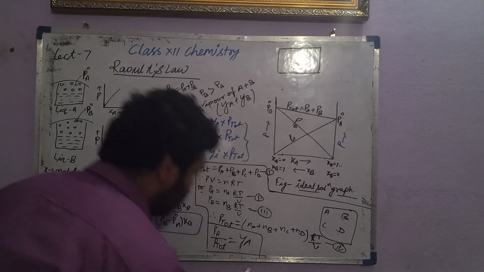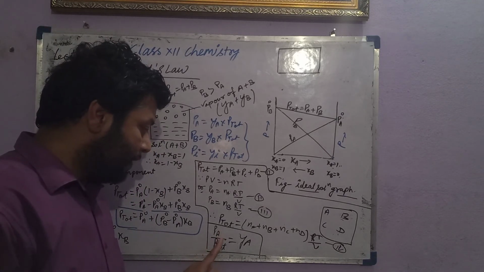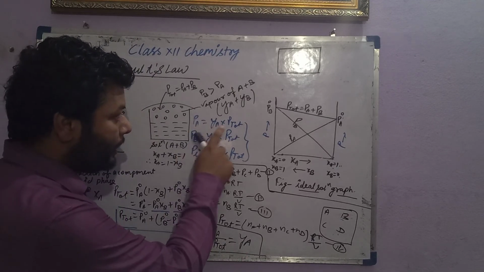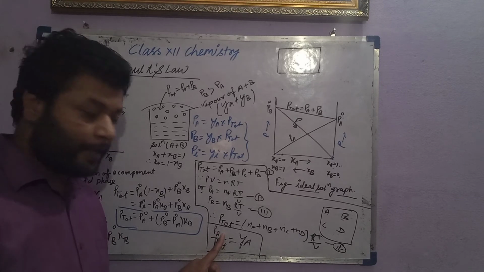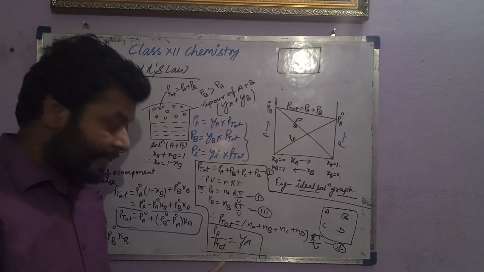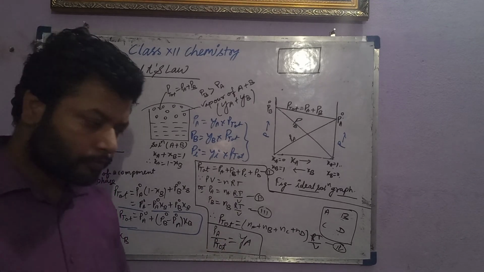This is Dalton's law. You can see PA upon P total equal to Ya. So PA will be Ya into P total. If there is PB, then there will be Yb: PB equal to Yb into P total. If there is PC, then there will be Yc also.